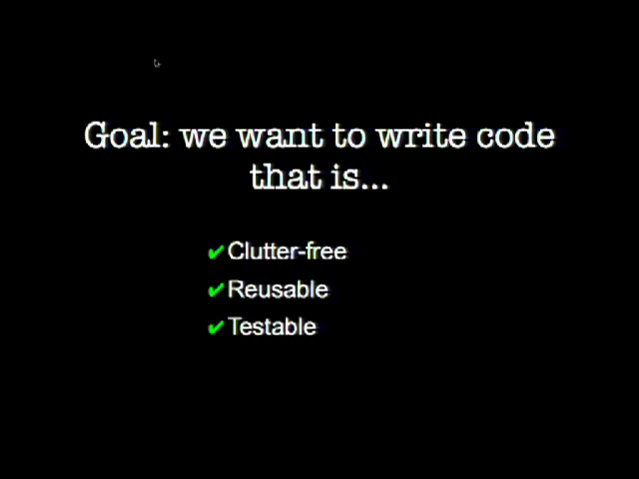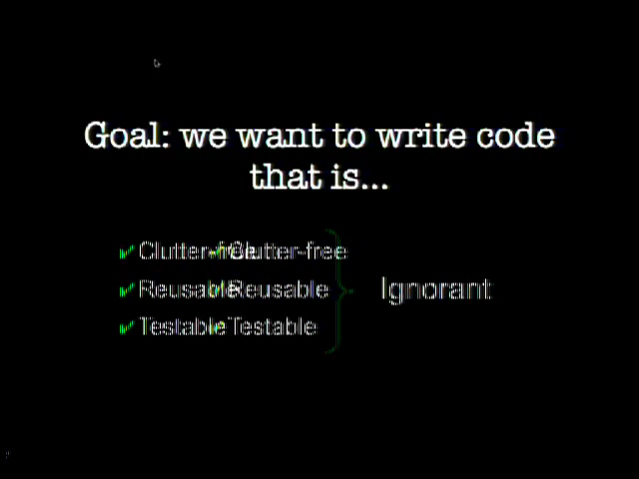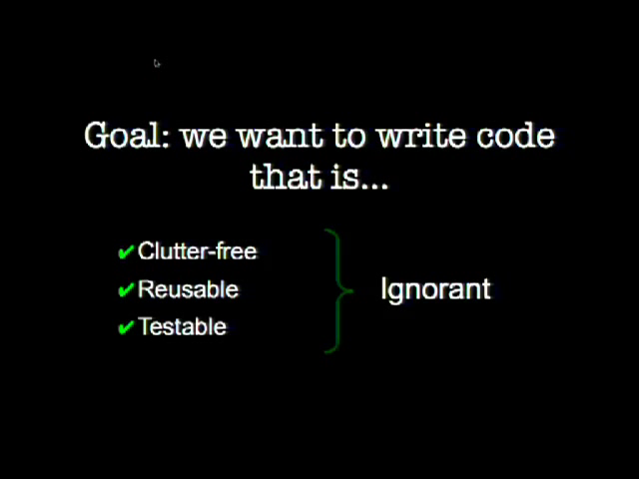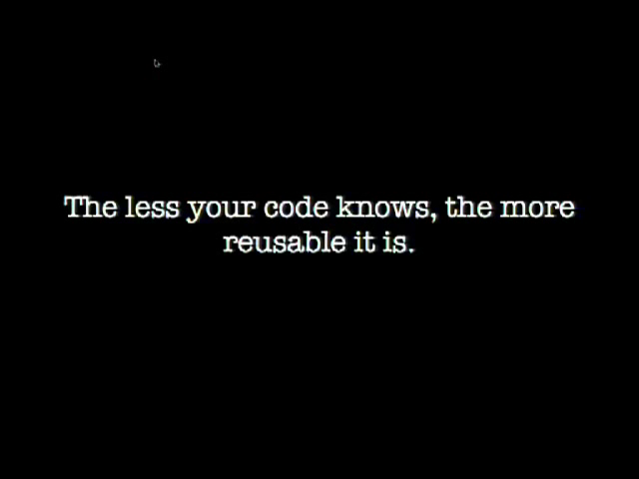So if we reframe this in terms of the goals that we had about writing code that's clutter-free, reusable, and testable, another way of thinking about that is we want to write code that's ignorant. Why ignorant? The less your code knows, the more reusable it is. And if you think about it, the more your code knows about other classes and how to instantiate those classes, the more dependent it is on that knowledge staying the same. And that's that tight coupling that we want to get away from.